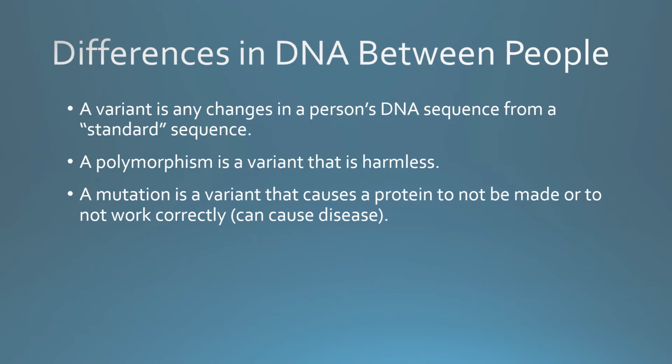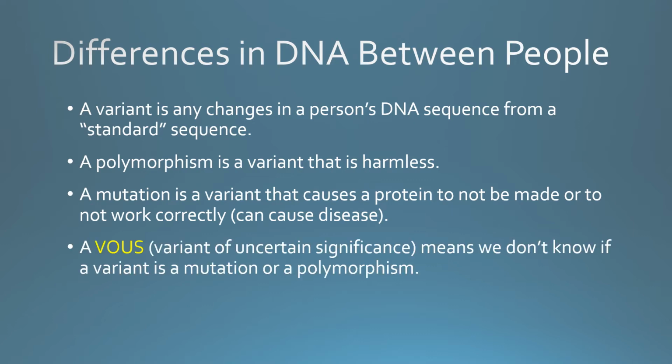If it's something which can cause a protein to not work correctly, that might cause a disease, it's called a mutation. And sometimes in practice, we see that someone has a change in their DNA, but we don't always know what it means, and that's called a variant of uncertain significance, which is abbreviated either VOUS or VUS.